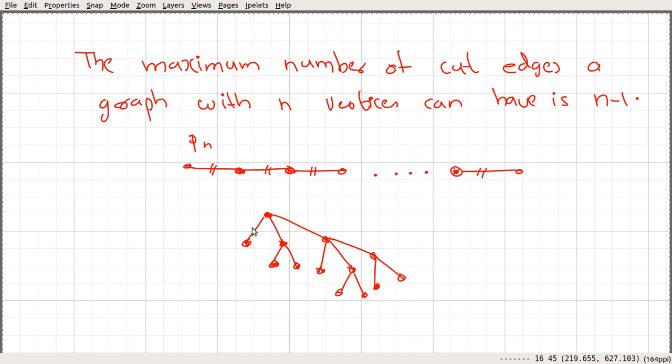Here we can see that if we delete any edge, for example this edge, we have a disconnected graph with two components. So that says every edge in a tree is a cut edge. This is also another example where this maximum occurs. The maximum number of cut edges in a tree with n vertices is also n minus 1. So this is the maximum number of cut edges a particular graph with n vertices can have: n minus 1.